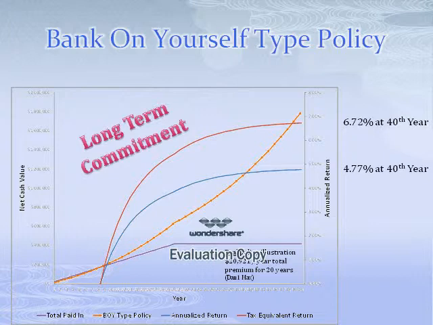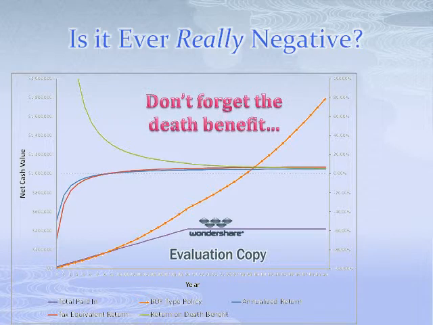What that means is that you would have to find an investment that would give you a 6.72% return on an after-tax basis that is safe and secure. While it's true that if you cashed out your dividend-paying whole life insurance policy in the early years, you would get back less than what you put in, one question is, is the return ever really negative? Because you can't forget that you're also getting a death benefit for that money.